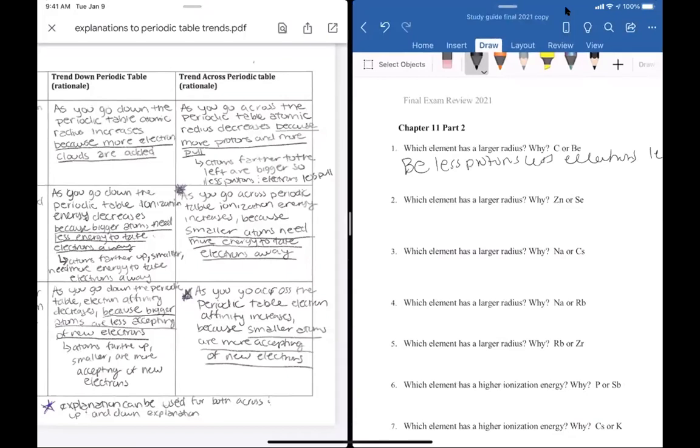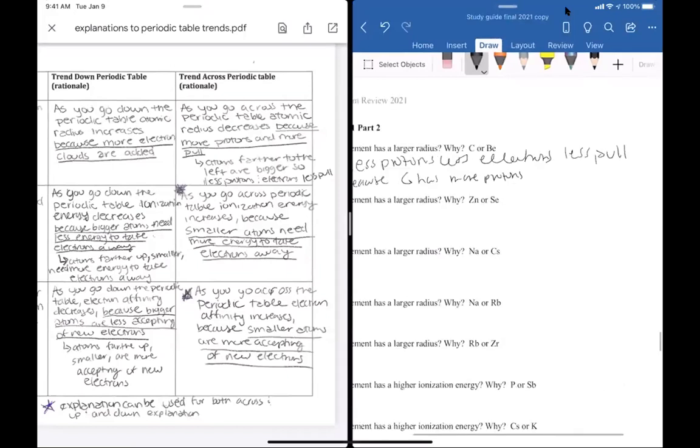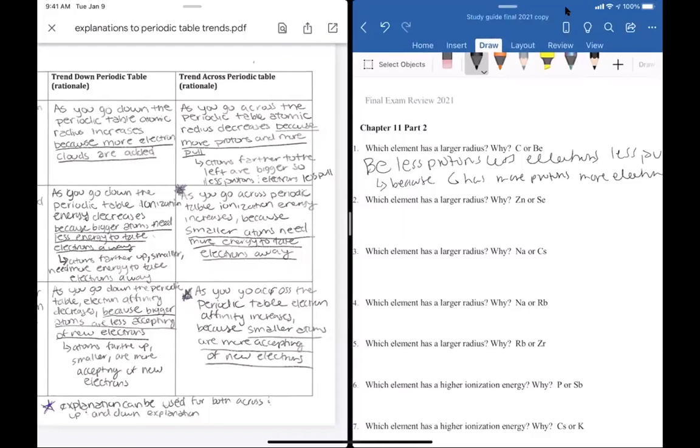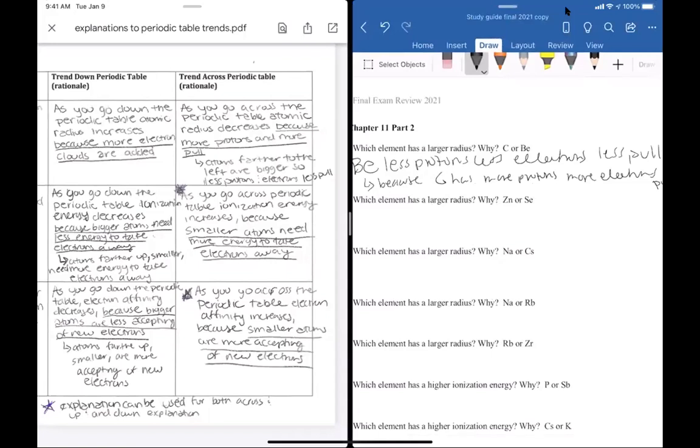Or you can say, remember, you can say BE because C has more protons, more electrons, more pull. So you can say either explanation. You can say BE because there's less protons, less electrons, less pull, or BE because C has more protons, more electrons, more pull.